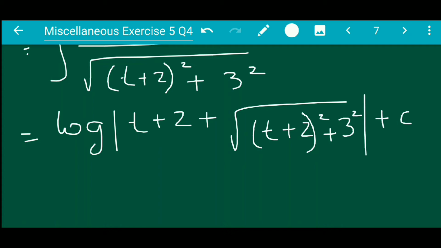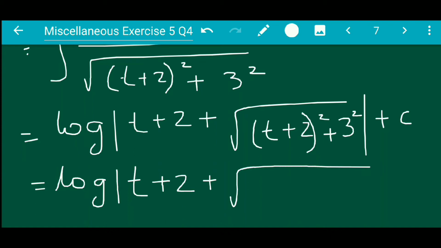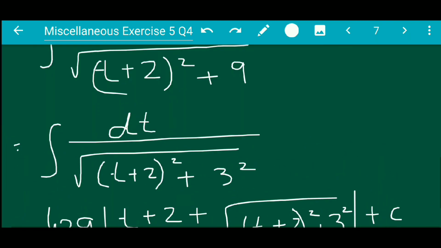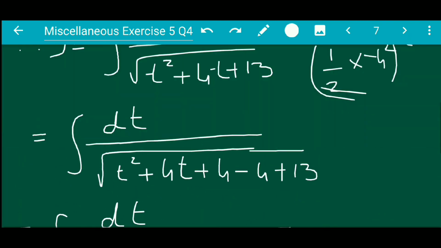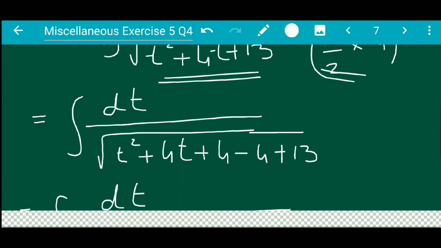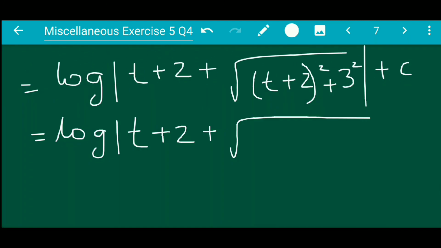Plus c. That means log mod of t plus 2 plus root of t plus 2 the whole square plus 3 square. I have told you in the previous lecture, when we expand this we are going to get back our question term, the term I have underlined. When we expand the bracket we get t square plus 4t plus 13, so that becomes our term in the root sign. You can expand and see; you should get the same thing.